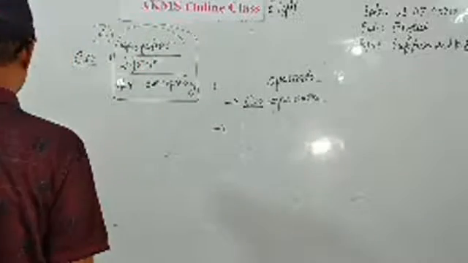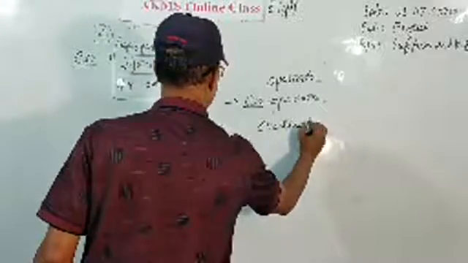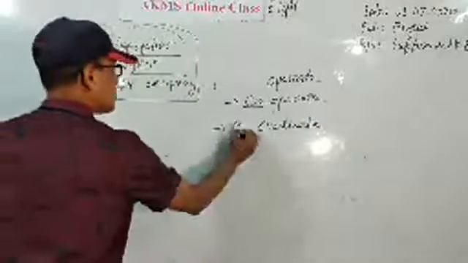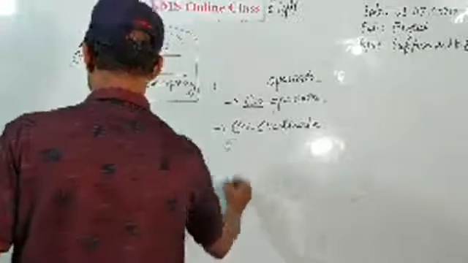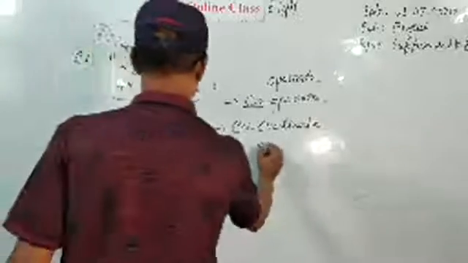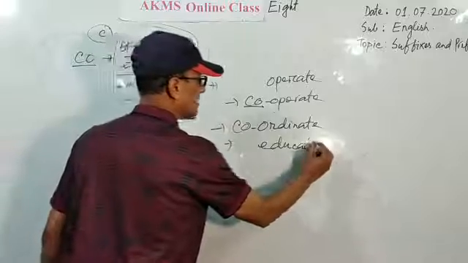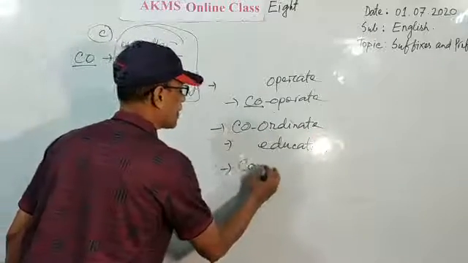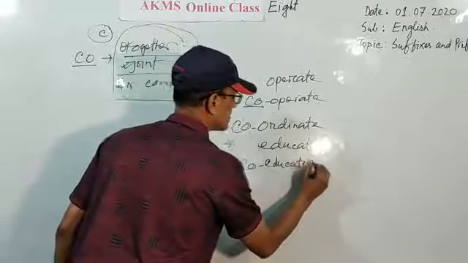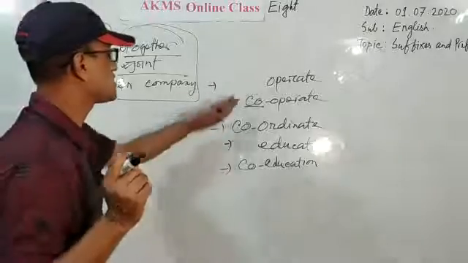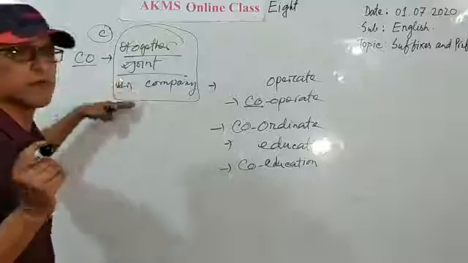Another root word can be given for you. Ordinate. You can write coordinate. Then education. All of you are very much familiar with the word education. You can write co-education. So this CO is expressing the meaning of together, joint, or in company. Okay?